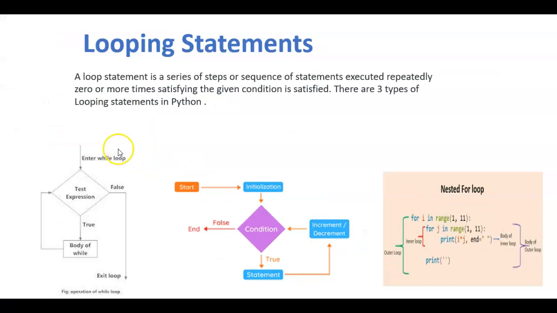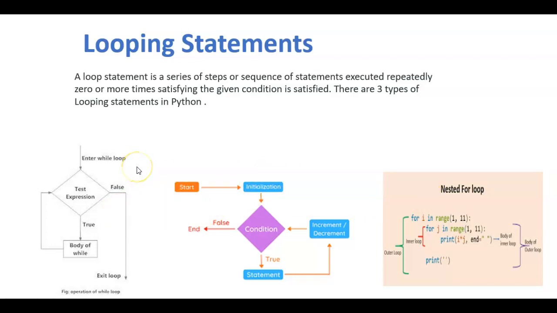There are three different types of loops. The first one is the while loop, the second one is the for loop, and the third one is nested loops. Here I just gave nested for loop, but the type is nested loops. So these are the three different types of looping statements available in Python.